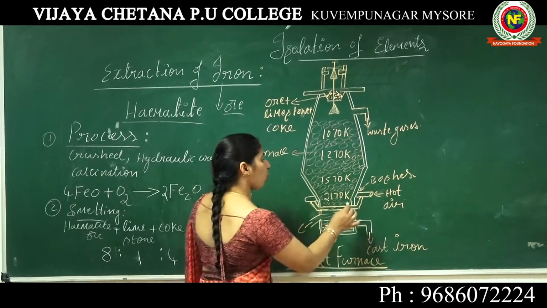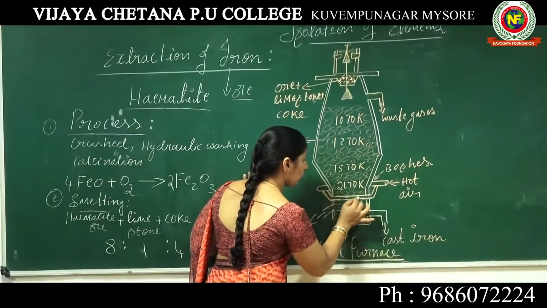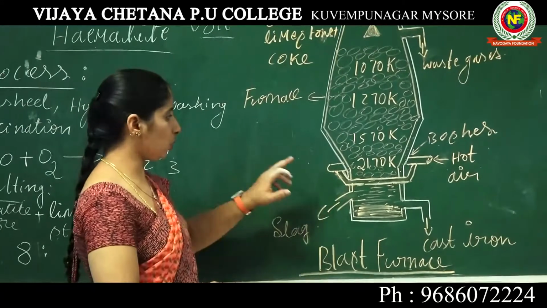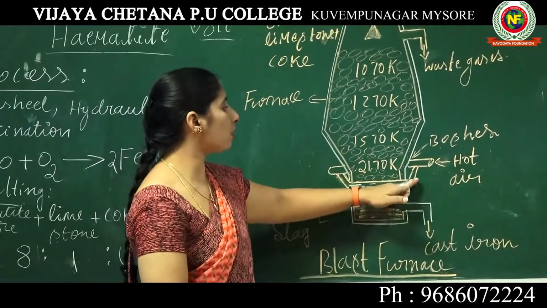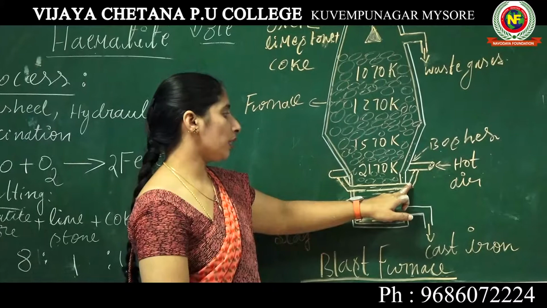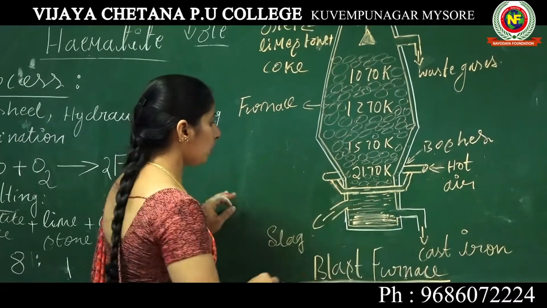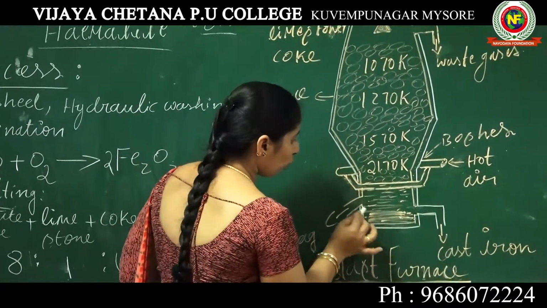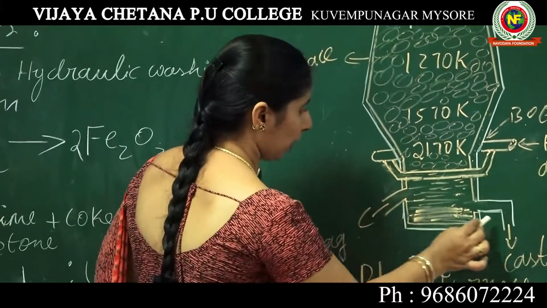Below the bosh there are water-cooled pipes, which we call tuyeres. At the bottom of this furnace there are two separate outlets.